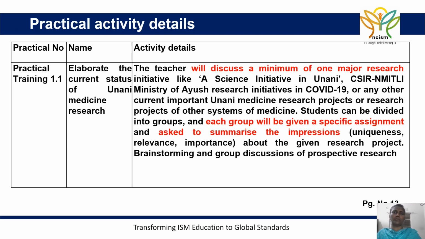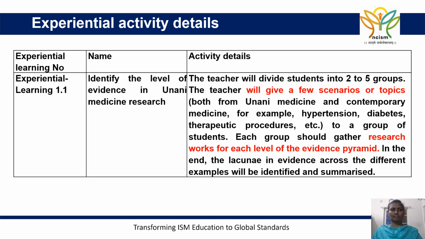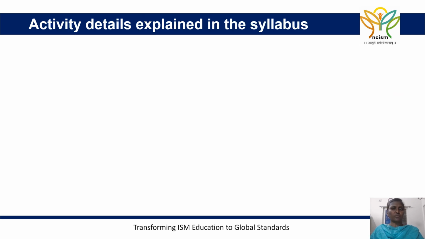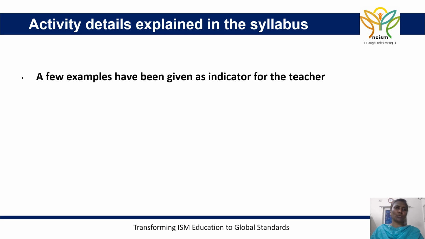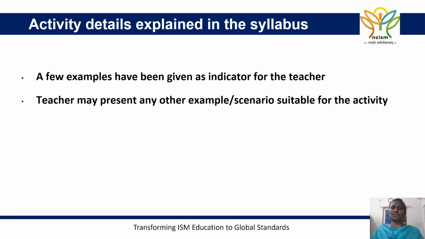The practical activity details are given for all units at the end of the respective modules. It suggests how the activity can be carried out. Similarly, the experiential activity details table tells how they can be executed. The activity details explained in the syllabus are just a few examples suggested as indicators for the teacher. However, the teacher may present any other example or scenario he or she thinks suitable for the activity.